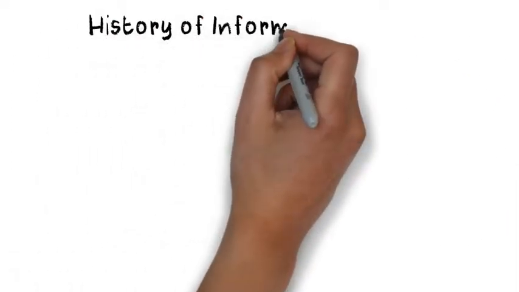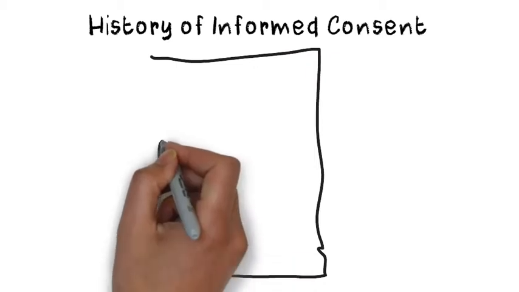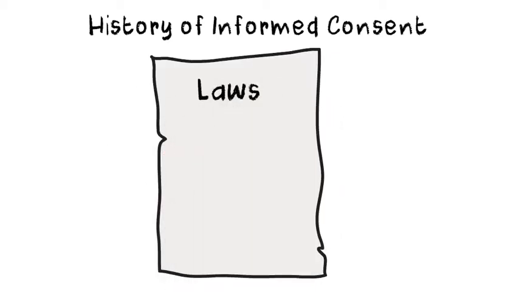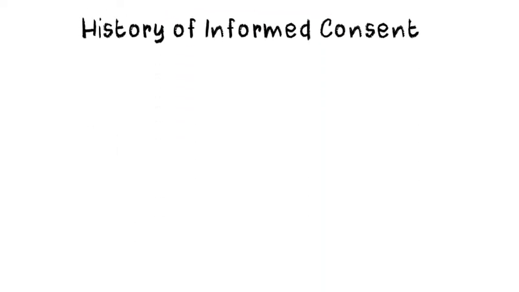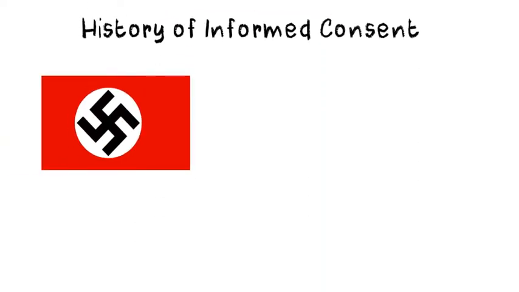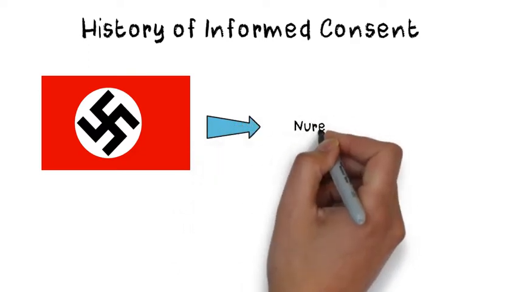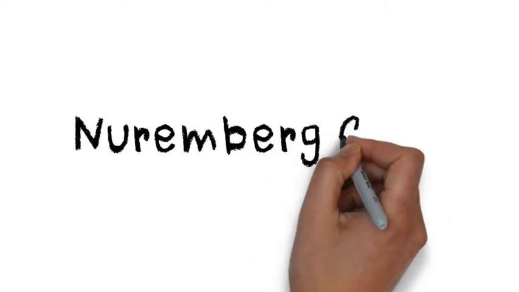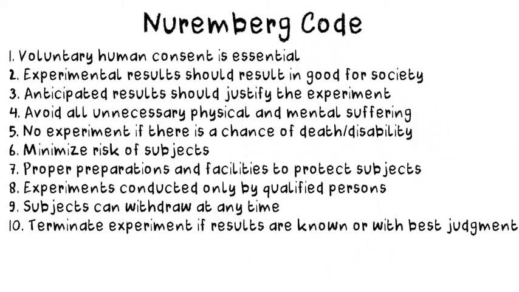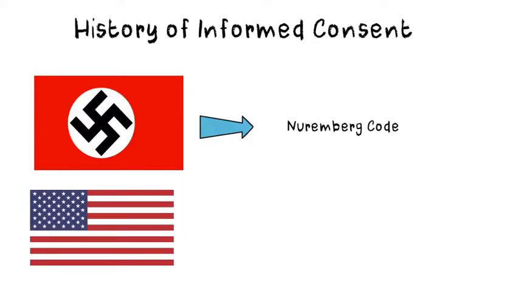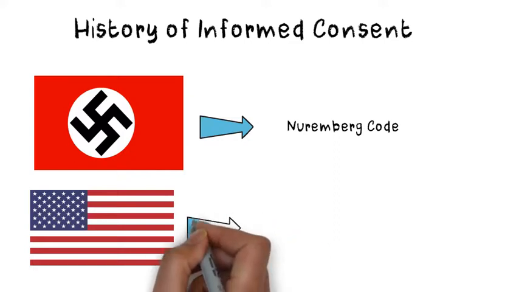Until the mid-20th century, there were no laws regarding research with human participants. This led to a lot of unethical studies. Most of you probably know about the scientific research Nazis performed on minorities in the Second World War. The trials that followed these experiments resulted in the Nuremberg Code, a set of rules stating how to deal with human participants. Another study that has been very important in the history of informed consent is the Tuskegee syphilis study.